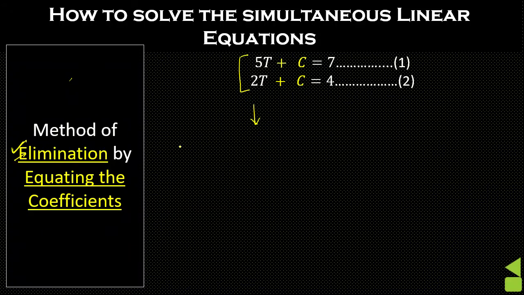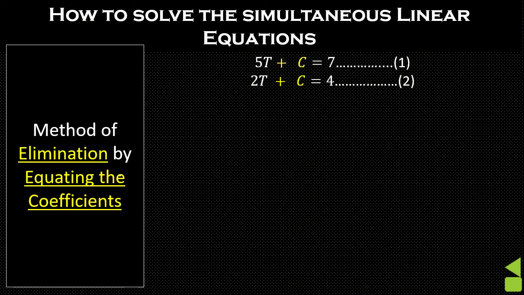How to get that one variable equation? We will equate the coefficients, and then we will eliminate the variable whose coefficients are the same. We will eliminate that variable, and now we will get a single variable equation. By that single variable equation we will get the value of that variable.